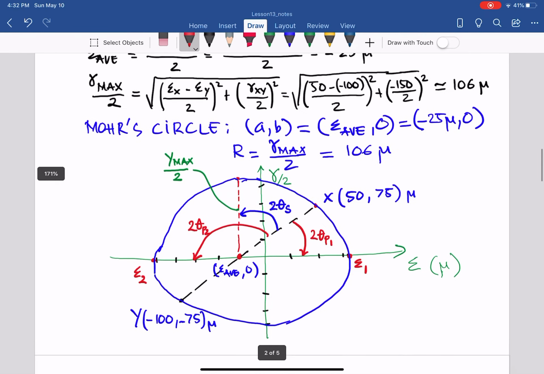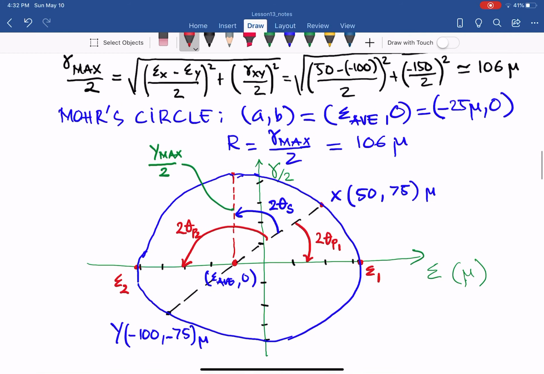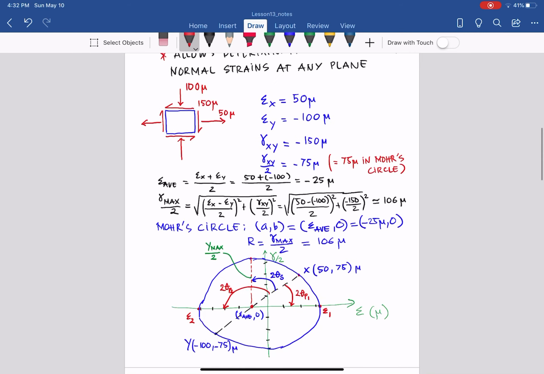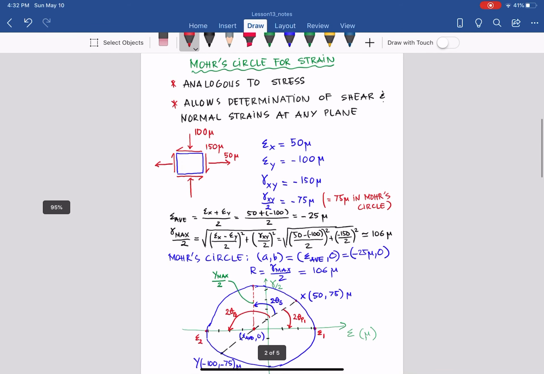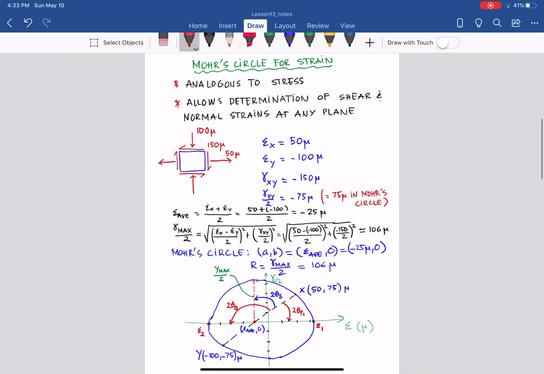I apologize for my circle. It's not really a circle. It looks like an egg, very abnormal. But with that, you have an idea of how to develop the Mohr circle for strain, which is exactly similar to the one for stress, but wherever we have tau we have to replace it with gamma over 2. That's the common mistake we have.